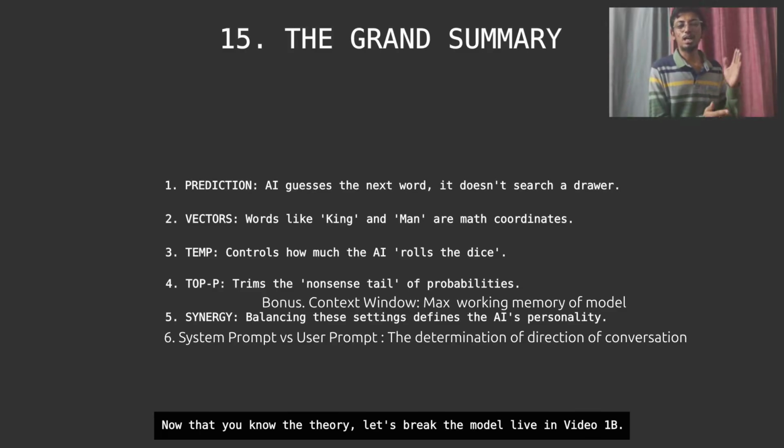But theory is only half the battle. To truly master these tools, you need to see them break. In our next video, the lab, we are going to open up Google AI Studio, the playground. I'm going to show you how to manipulate these settings in real time. We are going to make the model hallucinate on purpose. We are going to fix it using top P, and we are going to find the Goldilocks zone for your specific projects. The engine is warmed up. Now let's go into the lab and see what it can do.